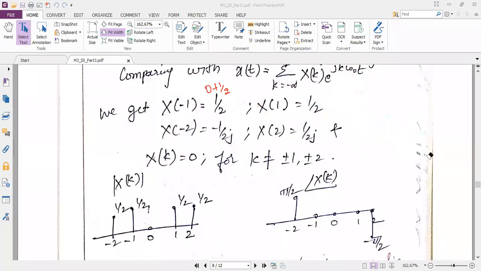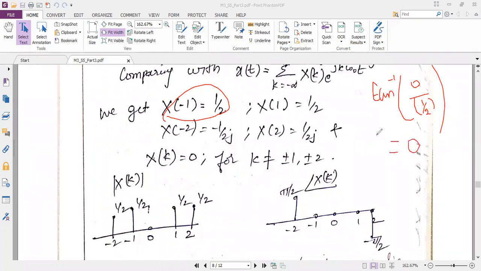And I need to draw the phase plot. So for the phase plot, I need to find first at minus 1. At minus 1 I have only the real term. I do not have the imaginary term. So my formula says tan inverse of b by a. b is 0 here, divided by a, 1 by 2. So tan inverse of 0 by any number is 0. Am I right? Yes, ma'am. It is 0. So you can see here at minus 1 I have plotted 0.